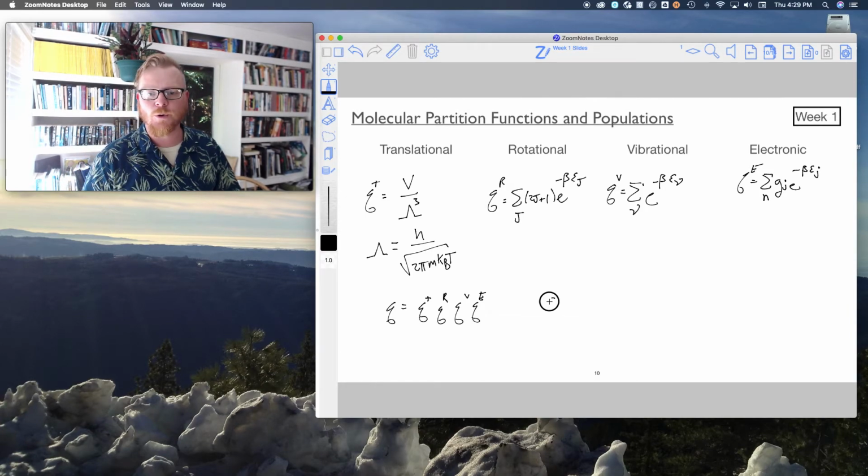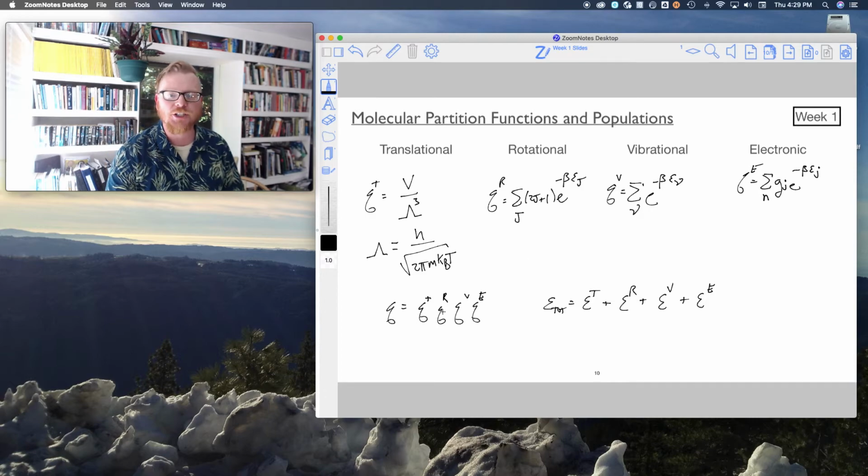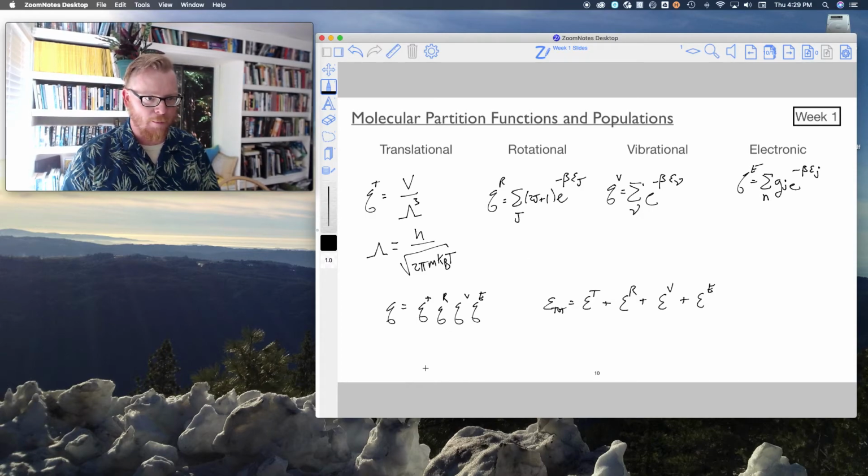And of course, the total energy of that system is going to go like the energy of the translations plus the energy of the rotations plus the energy of the vibrations plus the energy of the electronic transitions. So those energies are additive. The populations are multiplicative, okay? So keep that in mind. This is a good conceptual detail to know, all right?